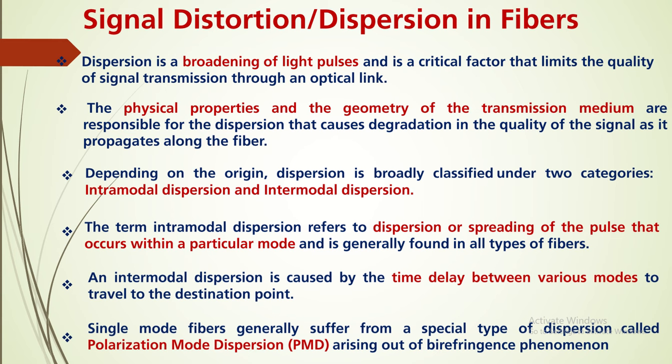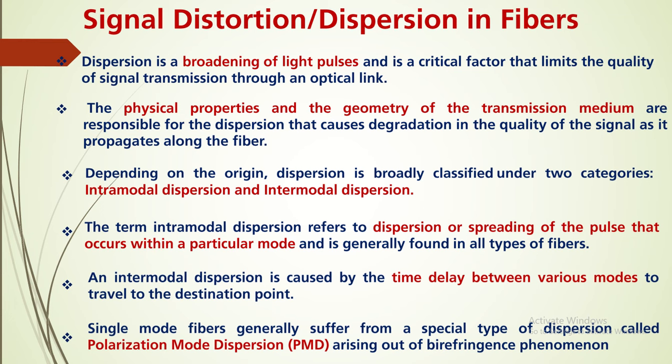Signal distortion and dispersion in fibers. Dispersion is a broadening of the light pulse and is a critical factor that limits the quality of signal transmission through an optical link. The physical properties and geometry of a transmission medium are responsible for the dispersion that causes degradation in the quality of the signal as it propagates along the fiber. Depending on the origin, dispersion is broadly classified under two categories: intramodal dispersion and intermodal dispersion.